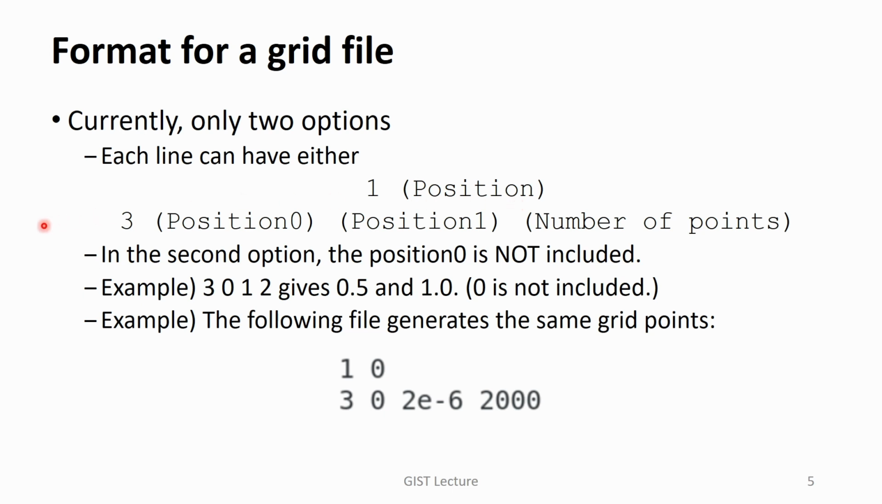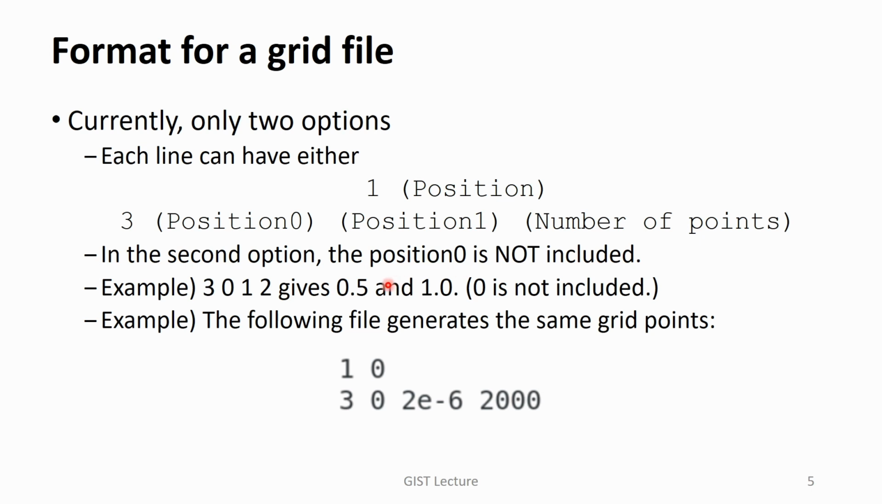In the second option, the line starts with the number 3. Then position 0 and position 1 are specified. Also, the number of points is specified. Then, within an interval between position 0 and position 1, points are added. It is noted that the position 0 is not included.